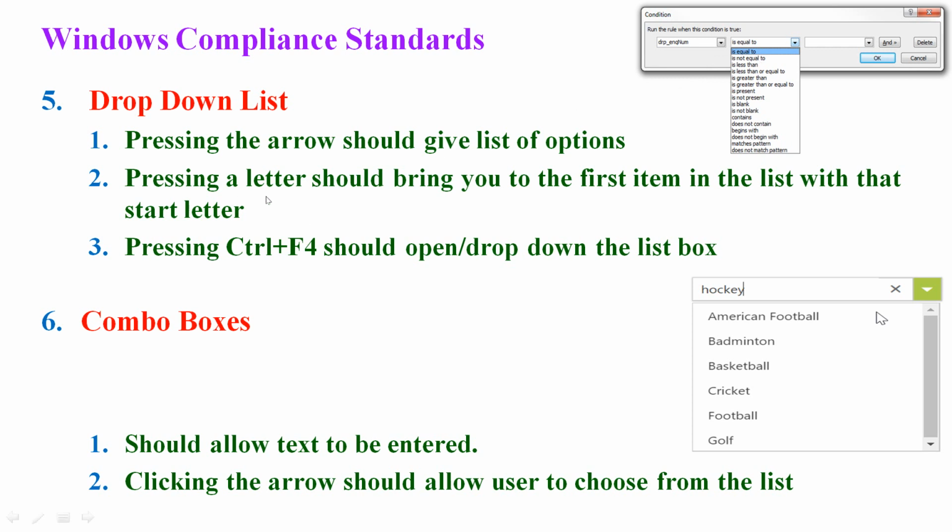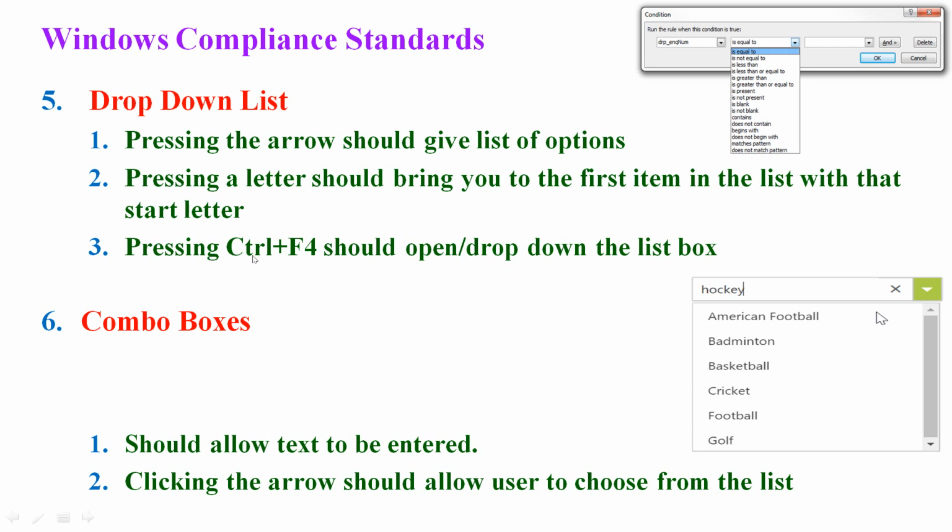Right? Next, pressing a letter should bring you to the first item in the list with that start letter. For example, if I press I, then in the drop down list, the first item which is starting with the letter I should get displayed and highlighted. That means it should be displayed. Yes or no? That you have to test.